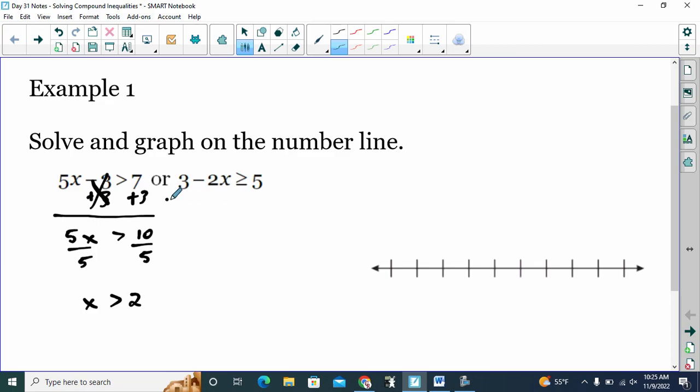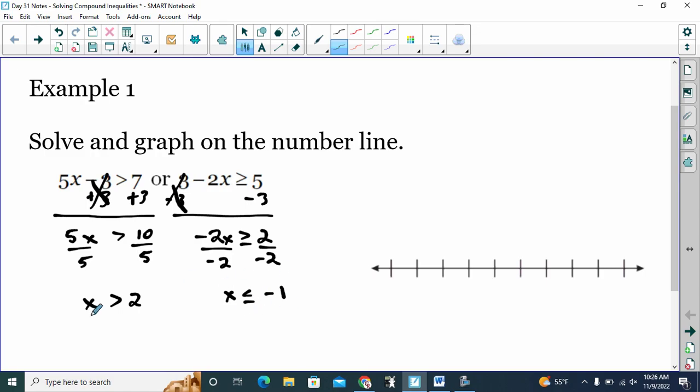We need to start by subtracting 3. We've got positive 3 out there. So we subtract 3. When you bring down the 2x, don't forget to bring down the minus sign with the 2x. 5 minus 3 is 2. We divide both sides by negative 2, giving us negative 1. Don't forget, if you divide both sides by a negative number, we need to flip our inequality around.